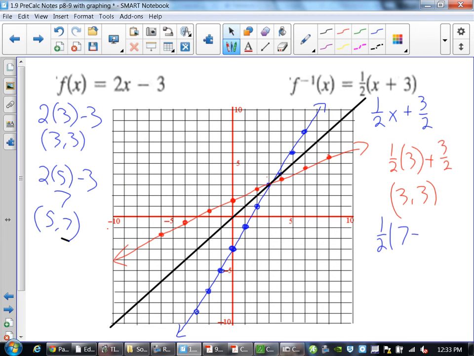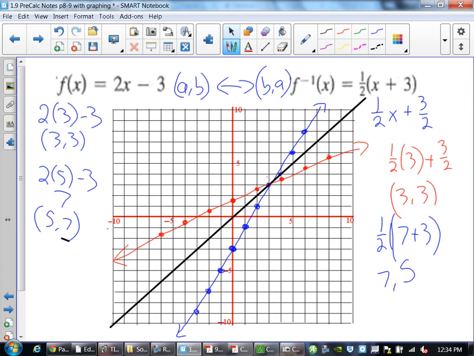Wait, so you don't need to use the same x for both sides? No, because what happens here, in order for them to be inverses of one another, AB here should be BA there. So if I do half of 7 plus 3, well, what's half of 7 plus 3?